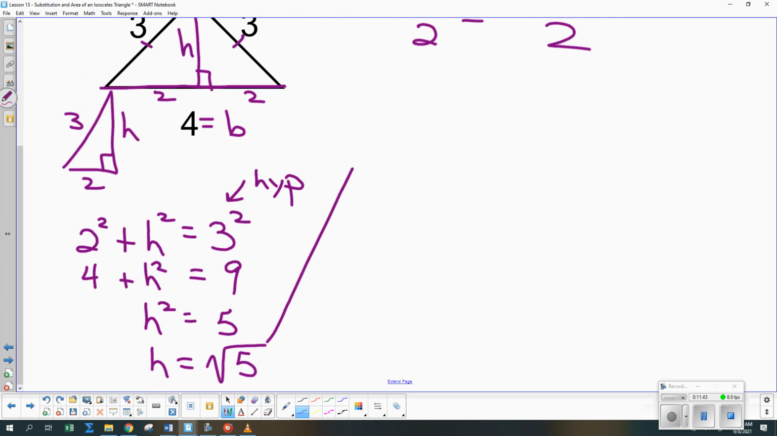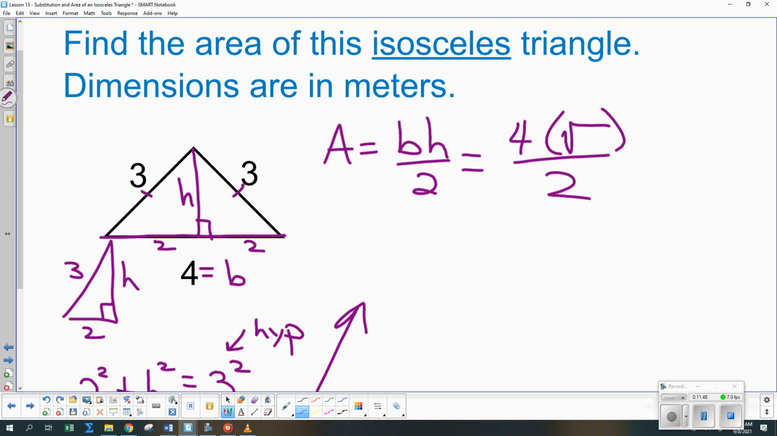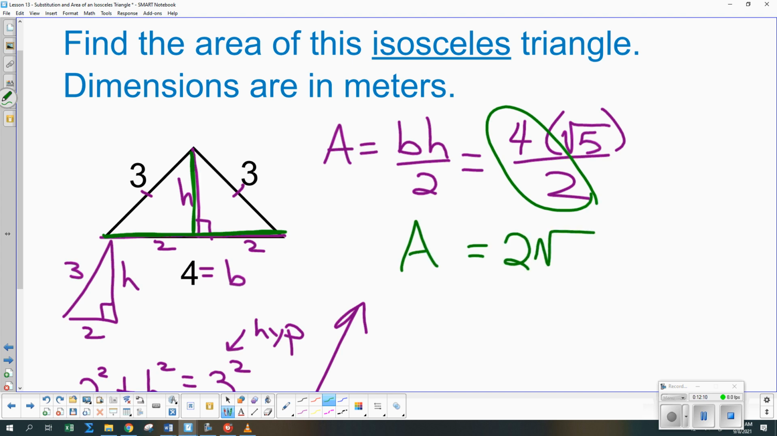So then I take that, plug that into my formula for the area, and I have the 4, that whole long base. Make sure when you do it here, you're taking the entire base all the way across here, because I'm getting the area of the big triangle, so I need its base and its height. So 4 root 5 over 2, 4 over 2 can be simplified, and our area is 2 root 5. We check, our units are meters, and area is always square meters.